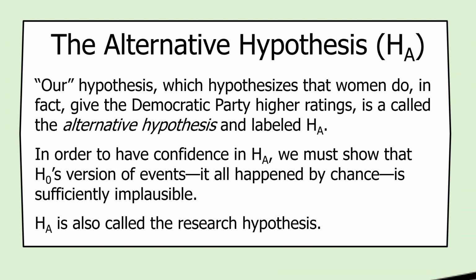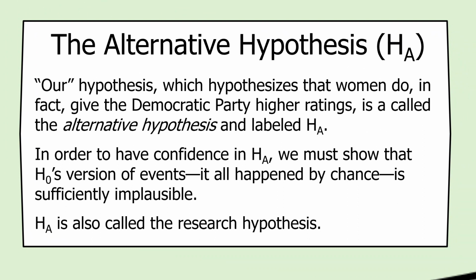In order to have confidence that our hypothetical difference, we say we have a theory based on the gender gap, and we were expecting women to have higher ratings of the Democrats than males, and so we think the difference is produced by a systematic process. In order to have confidence in the alternative hypothesis, we must show that H0's version of events, the null hypothesis's version of events, that it all happened by chance, is sufficiently implausible.